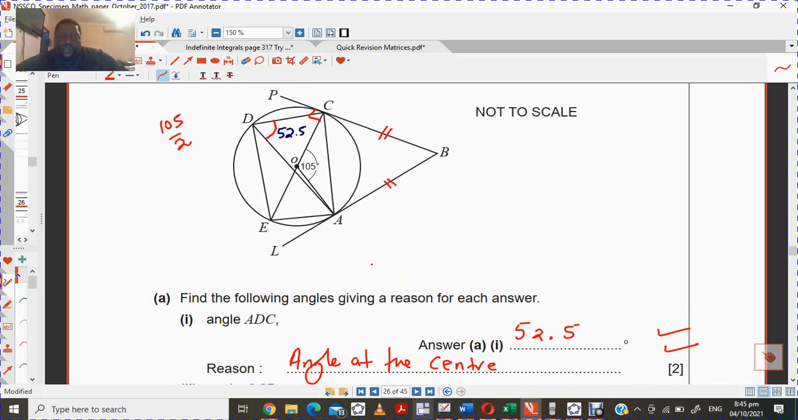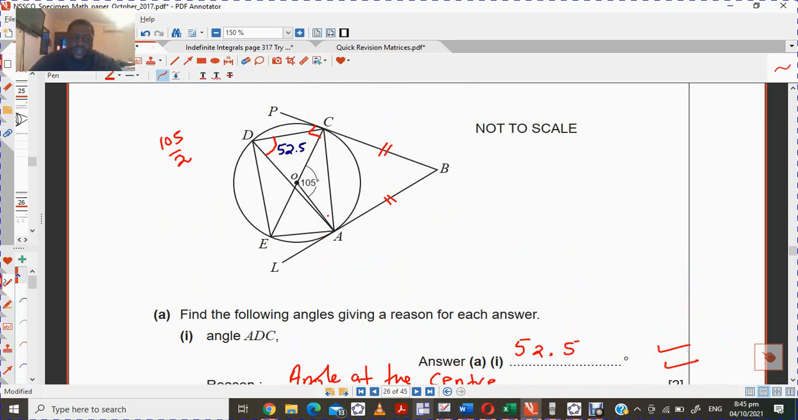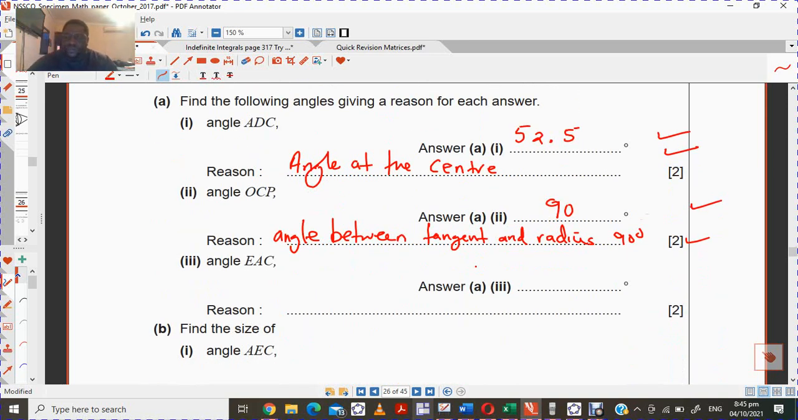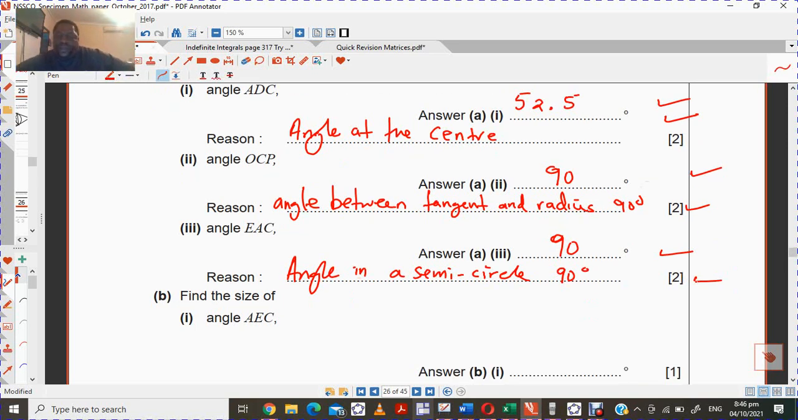Then angle EAC. So then they want us to find angle EAC. Now EAC, if you look at triangle ACE, you see that's the right angle triangle because this angle is an angle in a semicircle. So angle in a semicircle makes that 90 degrees because you have got a diameter there, CE. So that angle there is 90 degrees also, and its reason will be angle in a semicircle. Angles in a semicircle equal 90 degrees also. Good, so that takes care of that particular part.